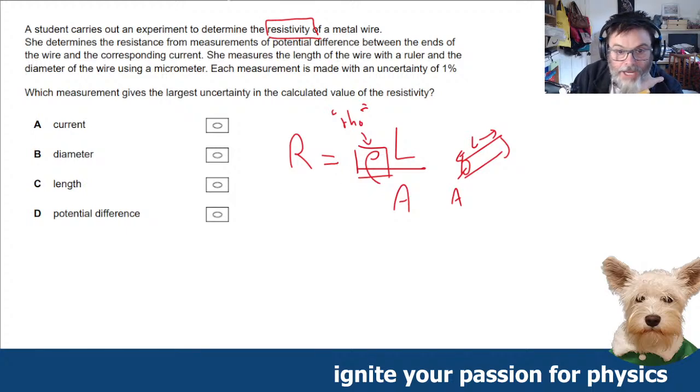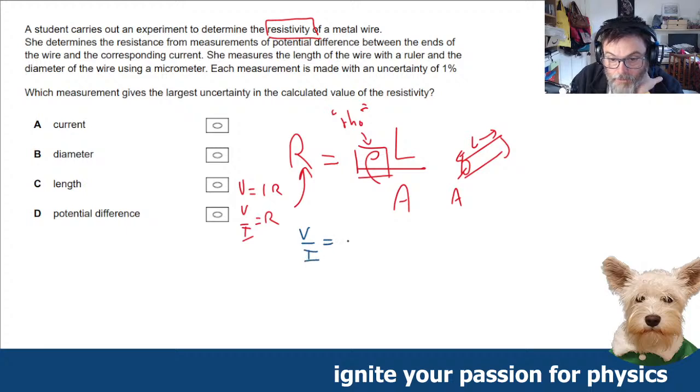And a student goes ahead and takes readings. It says she determines the resistance by measuring potential difference, voltage, across a wire and the current through it. So we know from Ohm's law, V is IR, so V over I equals R. So we can substitute in here, and write this as just V over I. So now we've got to the point of saying V over I equals rho L over A.